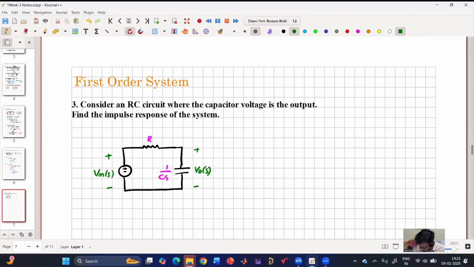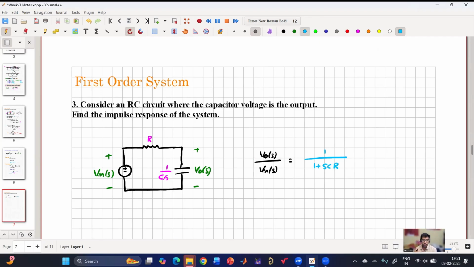So first we have to find the transfer function. What is V0 of S by V of S? Anyone? One divided by one plus SCR. Very good. So it will be 1 divided by 1 plus SC into R. So this is the transfer function.